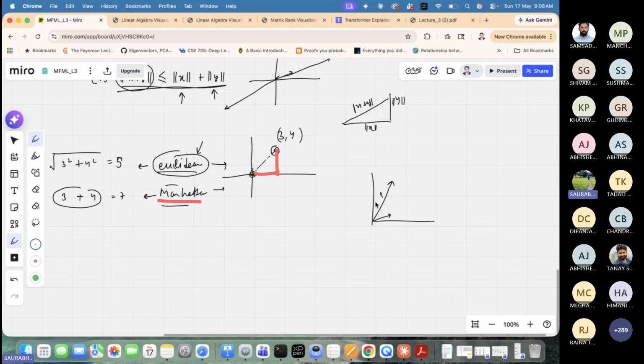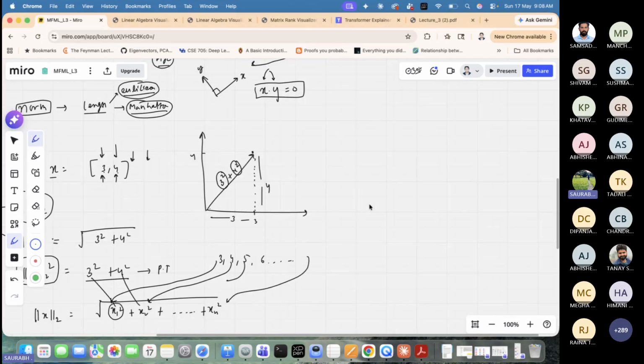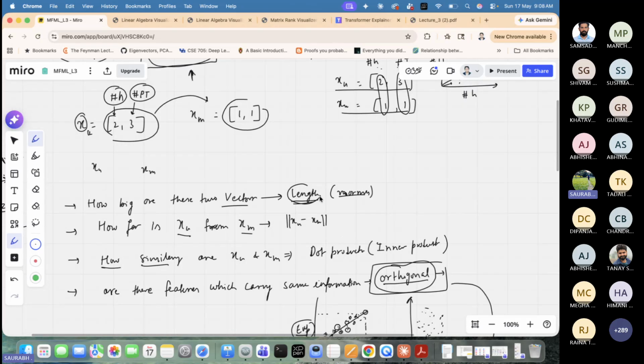This is the first topic that we wrote on the board, which was length. Now we will go into distances.